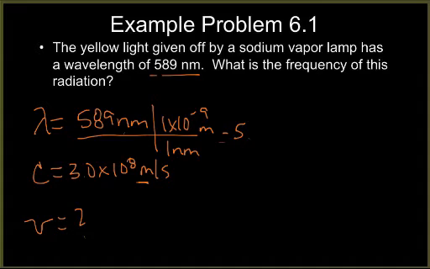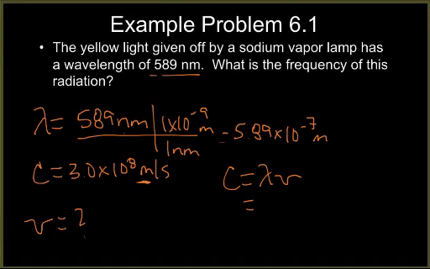5.89 times 10 to the negative 7 meters. So you have to convert that and make sure that the unit in your speed and the unit in your wavelength are the same. So now I have all that. All I have to do is put these into my equation.